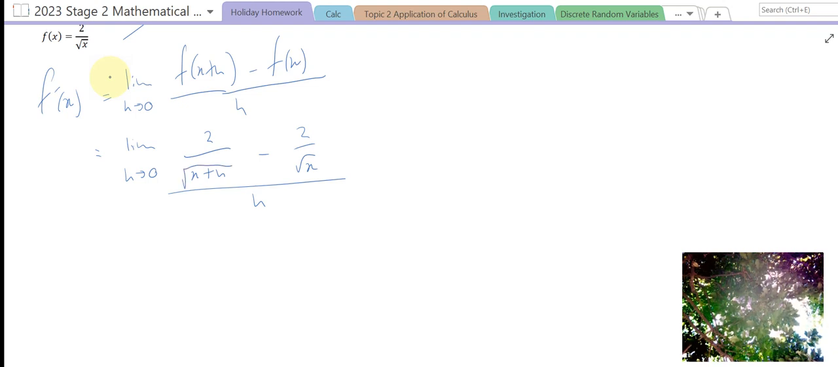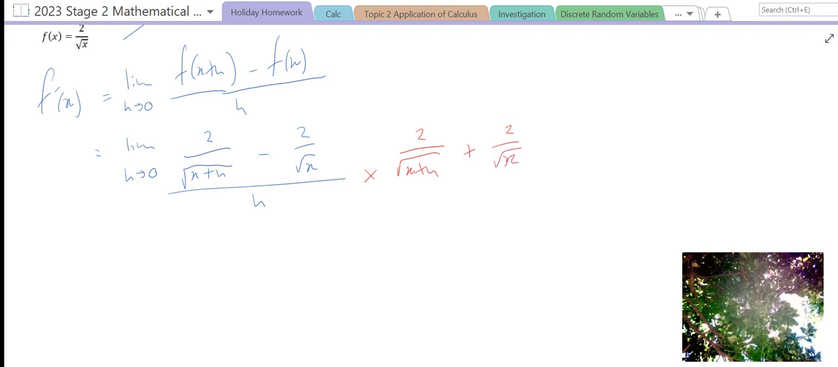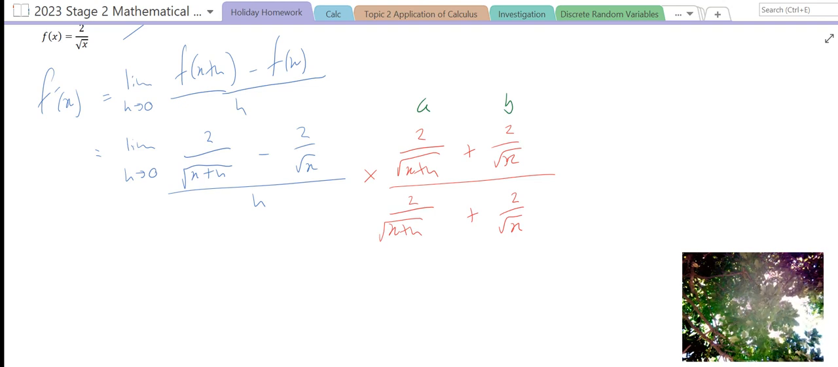So, in this case, we're using that a plus b, a take b, multiplying by 1, and whatever we do to the top, we do to the bottom. So, our next step is to multiply by 2 on root x plus h plus 2 on root x over 2 on root x plus h plus 2 on root x. Alright, so if it helps in your head, you can think of this one as the a and this one as the b, and therefore what you're ending up with is a squared take b squared on the top. On the bottom, the h is just going to hang at the front.